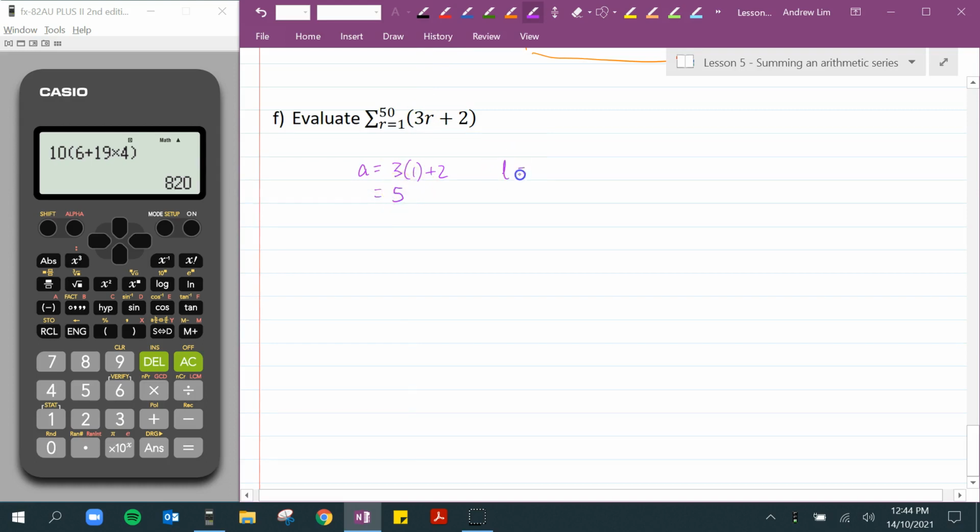So the first term is 5. The last term is when r is equal to 50. 3 times 50 plus 2 is 152. Now, if we want to work out how many terms there are from 1 to 50, we should just know it's 50. Right, 50 terms from 1 to 50 inclusive. I think the easiest way to do this is just do 50 minus 1, but always add 1 at the end. 50 minus 1, that's 49, plus 1, that's 50. That's how we get our 50 terms.